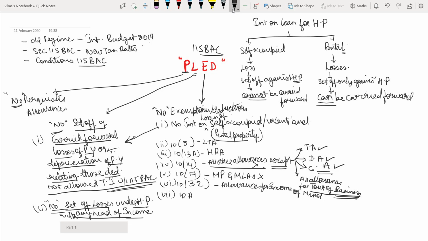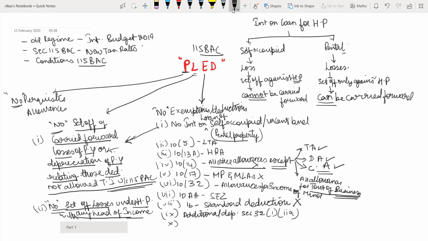Then 10AA, that is the benefit which is given to the SEZ unit. Then section 16, that is the standard deduction of 50,000 which was given in the previous Finance Act, is now not allowed. Section 16 standard deduction is not allowed from now onwards. Then additional depreciation under section 32(1)(iia) is also not allowed.